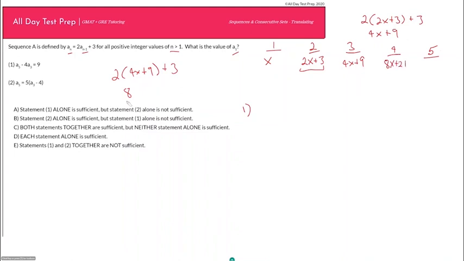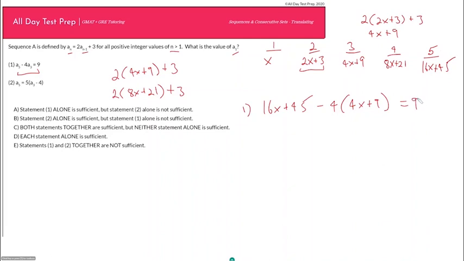And then my fifth term should be 2 times my fourth term plus 3. What is this? 16x plus 45. Now I can use this to translate this first statement into normal algebra. So it's saying the fifth term in my sequence, so that's 16x plus 45, minus 4 times the third term in our sequence, so that's 4x plus 9, is equal to 9. And my question, remember, is just what is x?